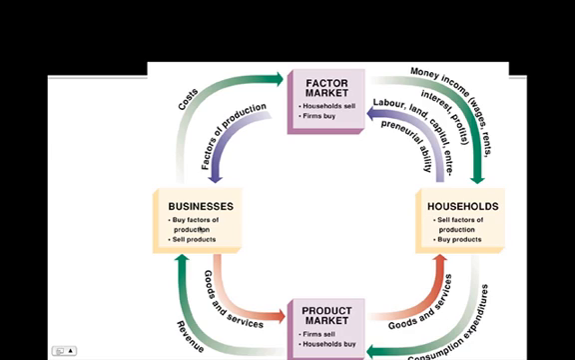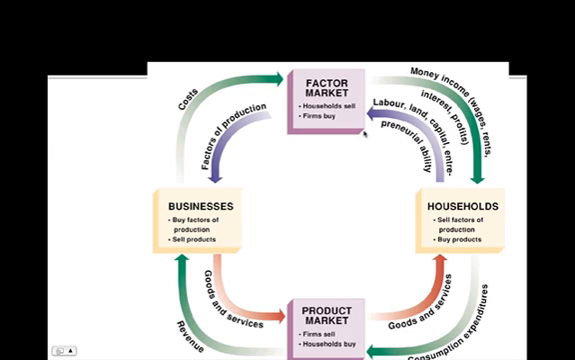One of the other important things to notice about circular flow is that everyone in the circular flow, households and businesses, are demanders and suppliers. Businesses demand goods from the factor market and supply goods to the product market, while households demand goods from the product market and supply goods to the factor market.